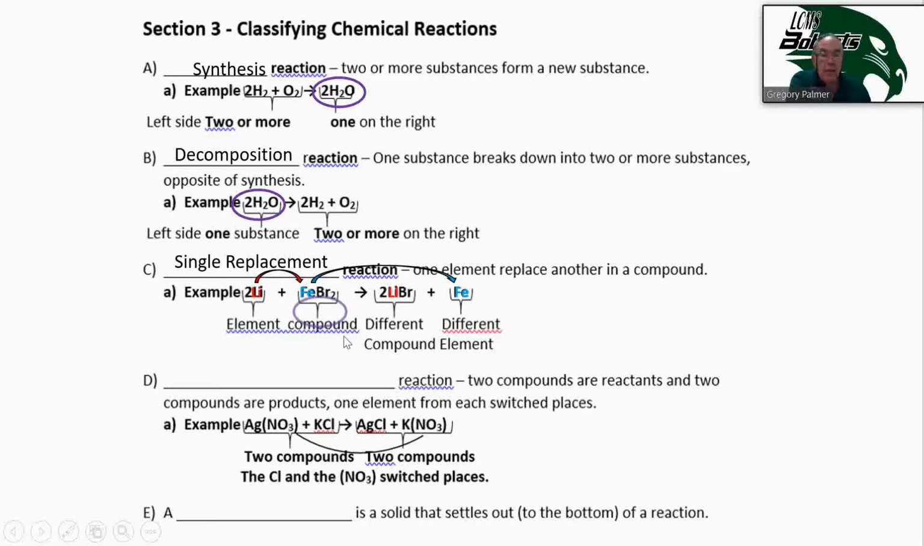So one of the ways you can tell a single replacement is you look and see there's one element replaced. And look, these two were always single elements. So you have a single and a compound and a single.